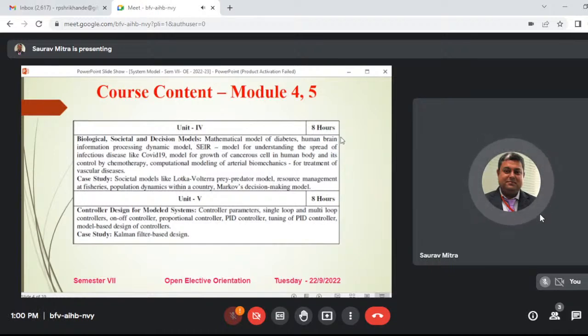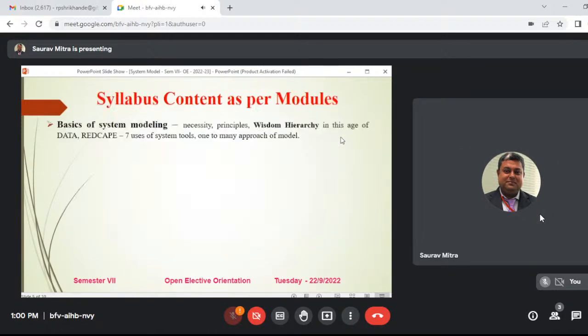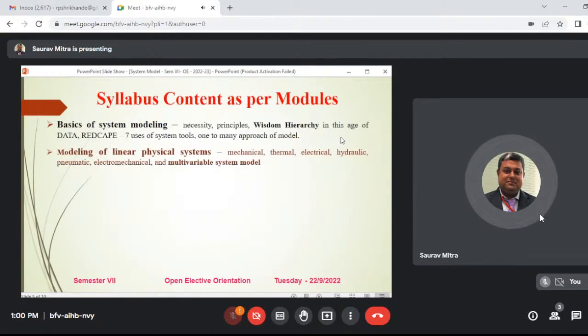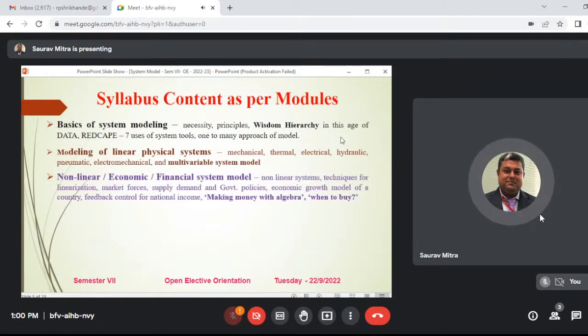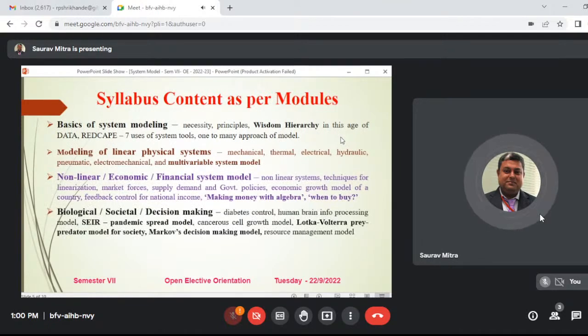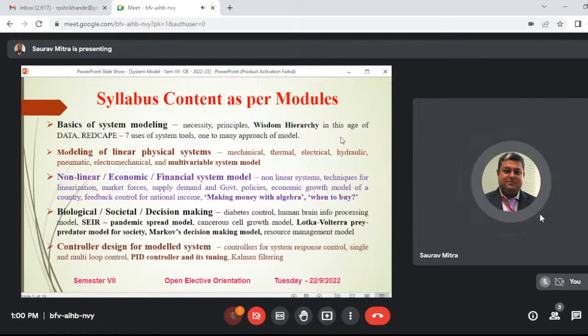And we will finish this module with Kalman filter based design. Here also it will be a theoretical kind of thing. What is Kalman filter, and how it helps in controlling model parameters and getting desired output, we are going to see in the module 5 case study. So the basics of system modeling, modeling of linear physical systems, nonlinear economic financial systems, biological and societal decision making systems, and controller design. These are the 5 topics that we are going to study in system modeling.